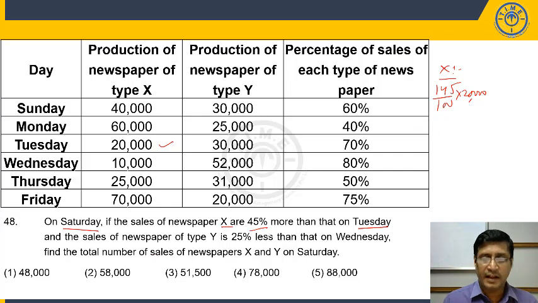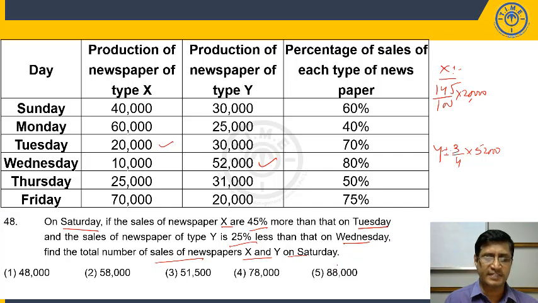Okay. And what about the next one? The sales of the newspaper type Y is 25% less than on Wednesday. So the value of Y is 25% less, means it is 75%. 75% means 3/4 value. 3/4 of Wednesday. So what is the value of Wednesday Y? It is 52,000. Okay. Then what to find? Total sales of the newspapers on Saturday.